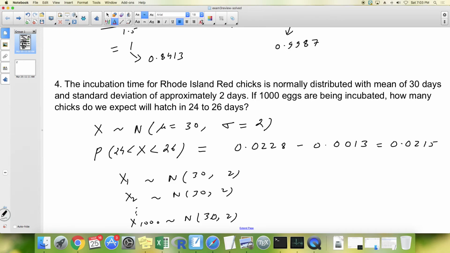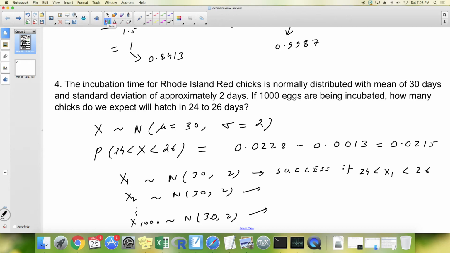Okay, so for each of them, suppose we call success, so for X1, it's success if X1 lies between 26 and 24. And you define success the same way for each of them. For X2, it's success if X2 lies between 26 and 24. And same for X1000.